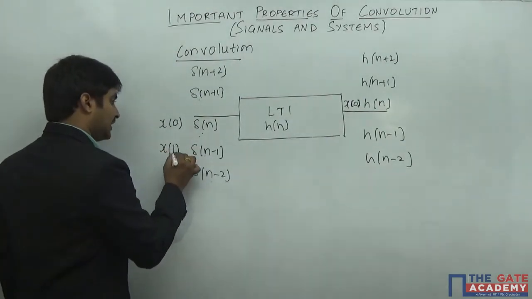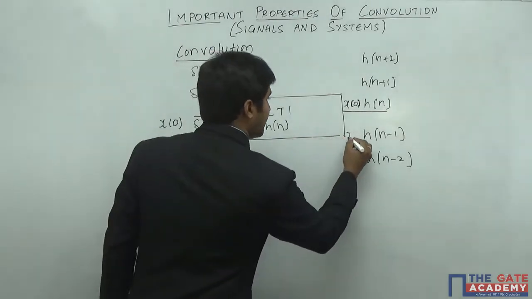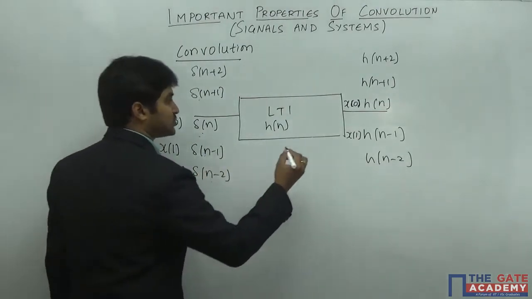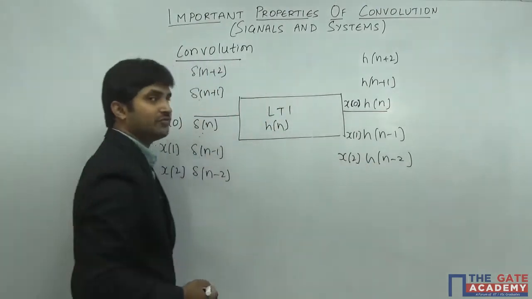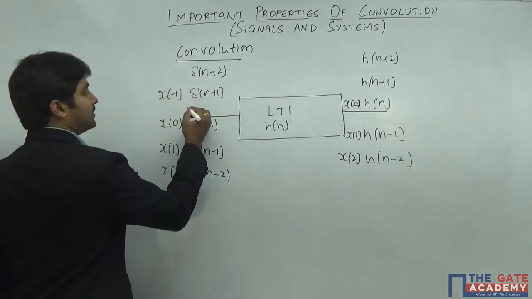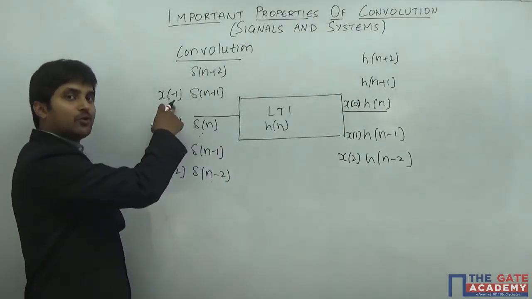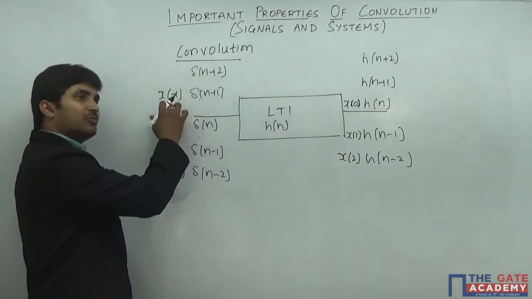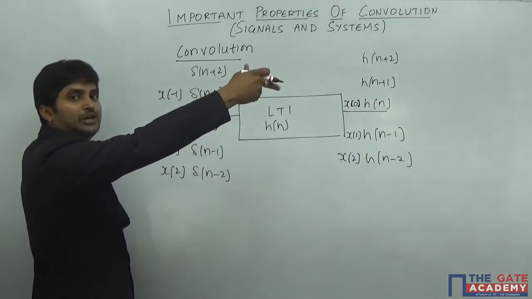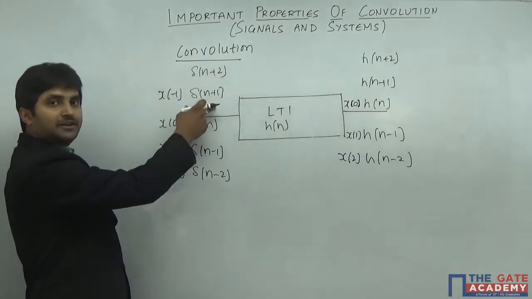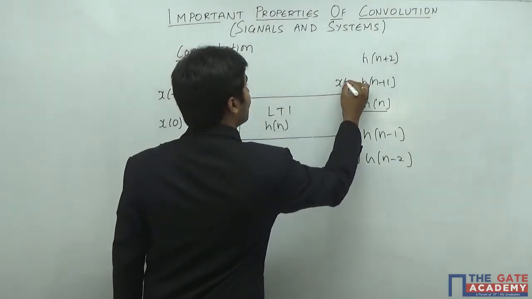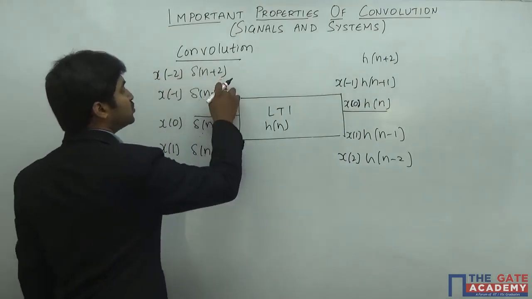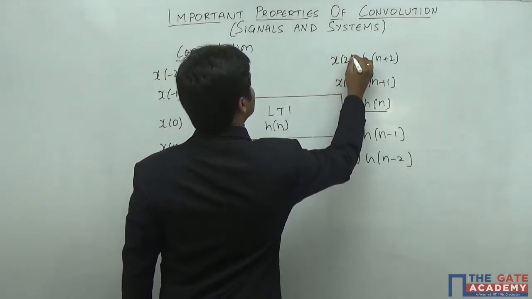x of 1 into delta of n minus 1 has to give me x of 1 into h of n minus 1. x of 2 into delta of n minus 2 has to give me x of 2 into h of n minus 2. x of minus 1 into delta of n plus 1 should give me x of minus 1 into h of n plus 1. Whenever you multiply any scalar at the input, at the output you also have to multiply with the same scalar. Similarly, x of minus 2 into delta of n plus 2 should give me x of minus 2 into h of n plus 2.